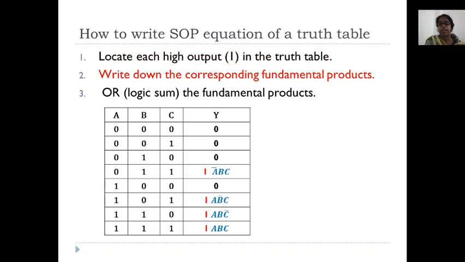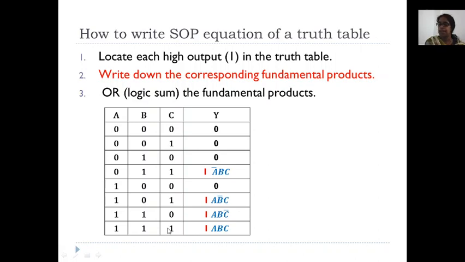Coming to the second step, write down the corresponding fundamental product. So the first entry, I located the fourth entry. What will be the fundamental product? This is 0, we have to invert. So A bar, B, C. What about this entry? This will be A, B bar, C. What about this one? A, B, C bar. And this will be ABC. So this is the second step. Write down the corresponding fundamental products of high outputs that we located in the first step.